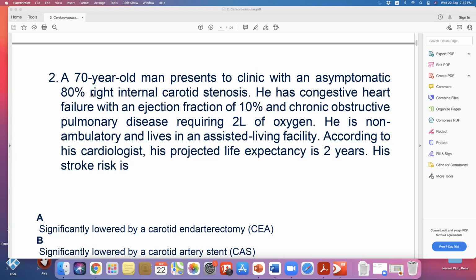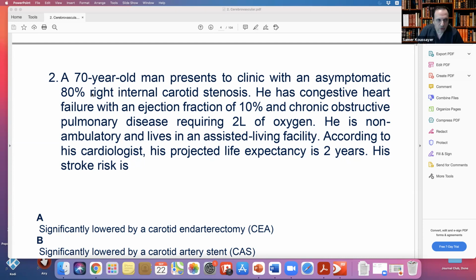Fine. So this is a 70-year-old man presented to the clinic with an asymptomatic 80% right internal carotid stenosis. He has congestive heart failure with an ejection fraction of 10% and chronic obstructive pulmonary disease requiring 2 liters of oxygen. He is non-ambulatory and lives in an assisted living facility. According to his cardiologist, his predicted life expectancy is 2 years. His stroke risk is... So the patient is asymptomatic, with severe stenosis, 80%, with a lot of comorbidity and life expectancy of 2 years.